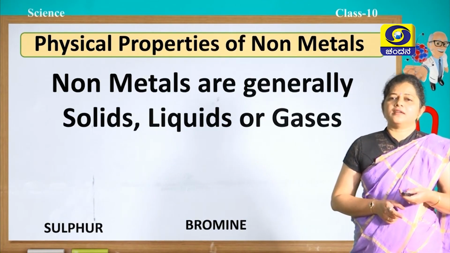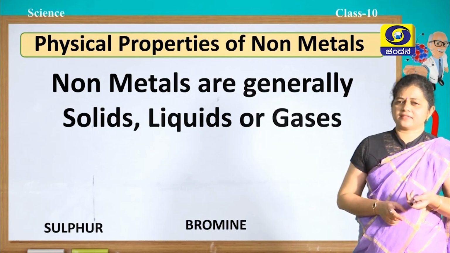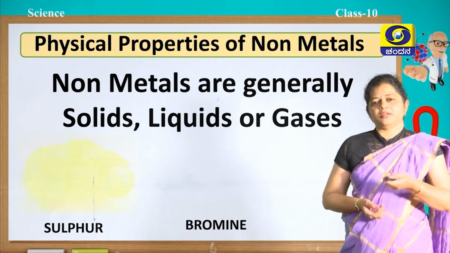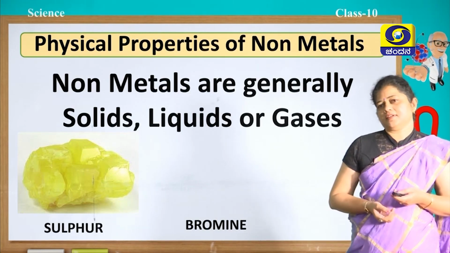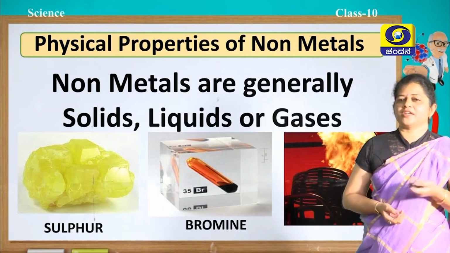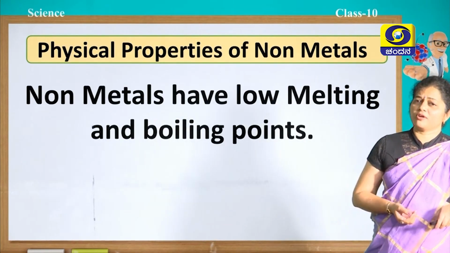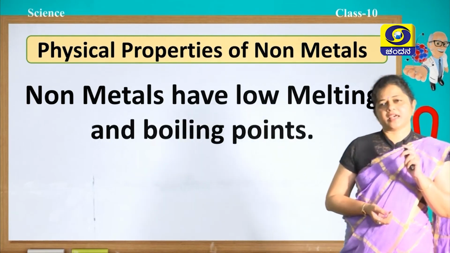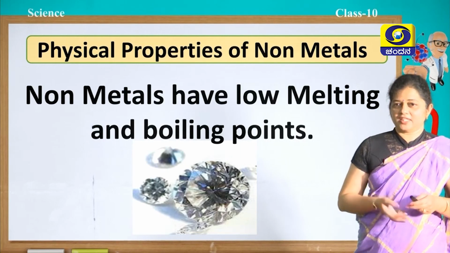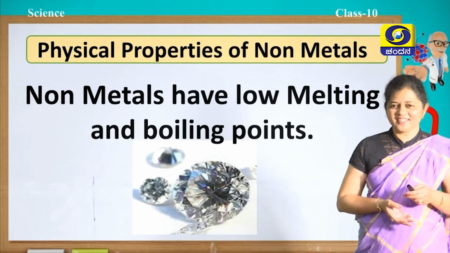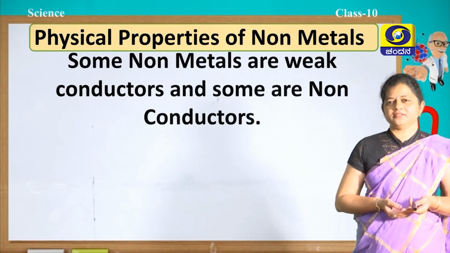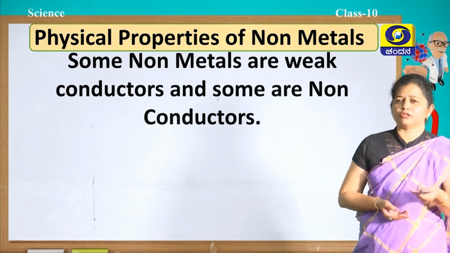And non-metals are generally solids, liquids or gases. They can be either in the solid state, the liquid state or the gaseous state. You can see sulfur, this is in solid state, and now bromine, this is in liquid state, and you have seen gases. And non-metals, compared to the metals, have very low melting and boiling points. And you know diamond, can you melt diamond? No, definitely not. Some non-metals are weak conductors of electricity and some are non-conductors.